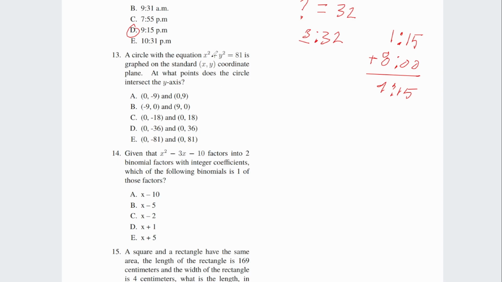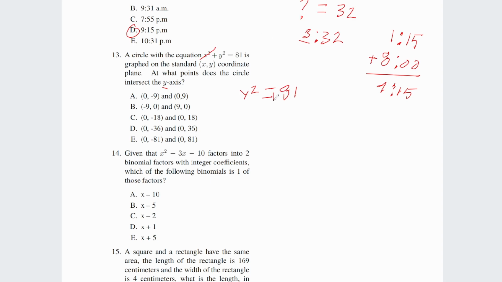Because a circle with the equation x squared plus y squared equals 81, graphed on a coordinate plane, where does it intersect with the y-axis? Well, you know that whenever something is intersecting with the y-axis, x equals 0. So what we're actually doing is solving y squared equals 81. We can ignore x squared because x equals 0.